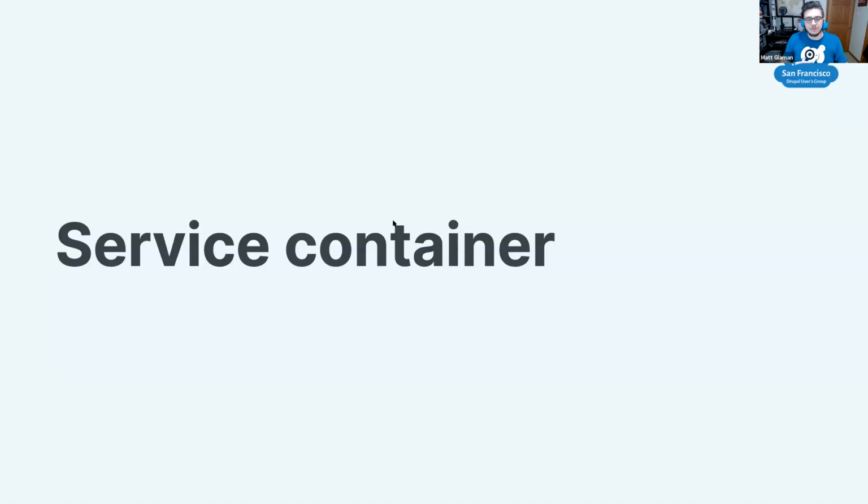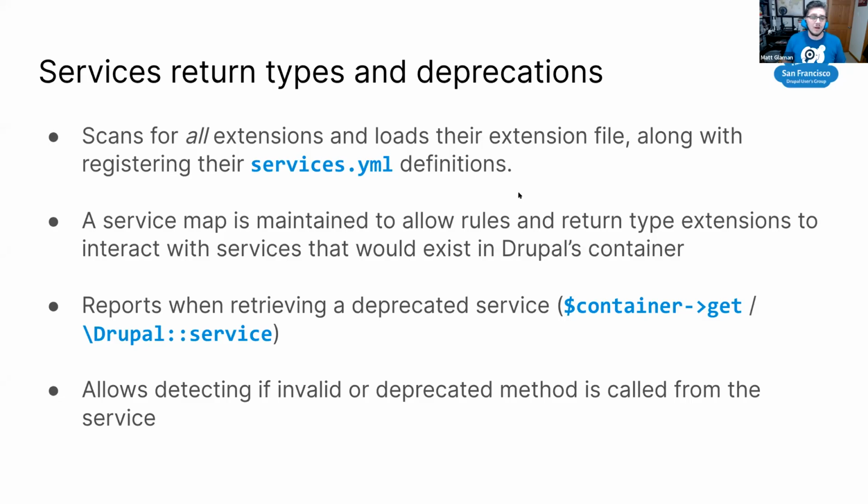So on top of the auto-loading, the next part is running the service container, right? Like we all have seen \Drupal::service, entity type manager, or some other service. When reading the static code, that means nothing. So we have integrated with it so that it returns the correct types. During that bootstrap, when it reads the Drupal code, it actually loads all the extensions and parses their services.yaml. That way, whenever we see a service call, we can load a service map and return those values as appropriate. So this allows us to detect calls to deprecated services.